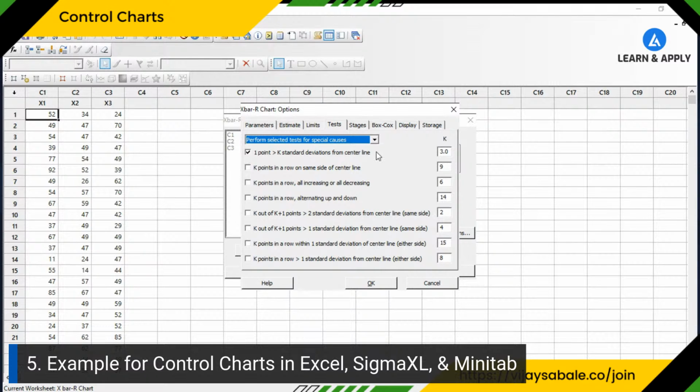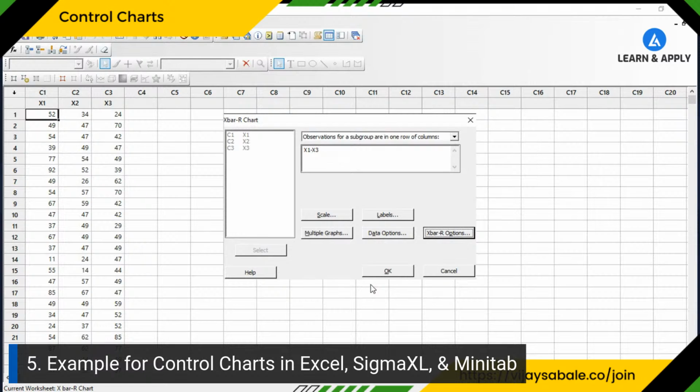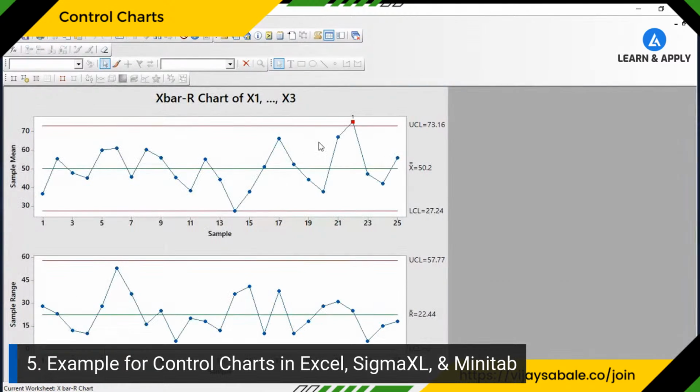For this example, as we want to learn how we can perform, let's select this perform all tests for special causes. Here we can see all the 8 Nielsen rules we have selected, then click OK. After that, click OK. So we will be getting the X bar R control chart here.